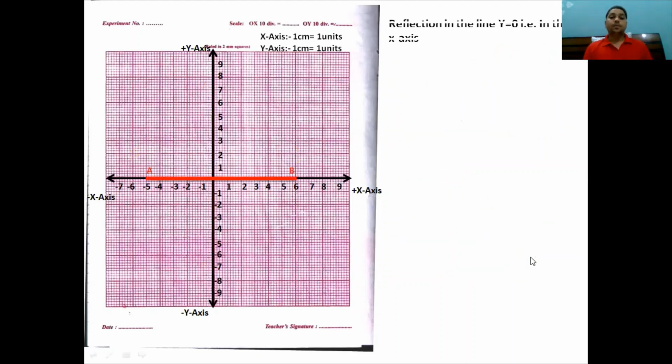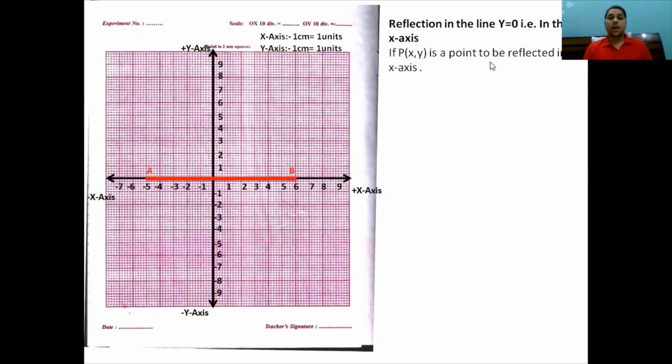Okay. Now again, we'll understand this. What we have to understand now is the rules: how things change when the mirror is placed along the x-axis and y-axis. Now, reflection of a line in the x-axis. How will we proceed? Reflection of a line in the x-axis, that means y is equal to 0. The equation of the line is y = 0, that means the reflection in the x-axis.